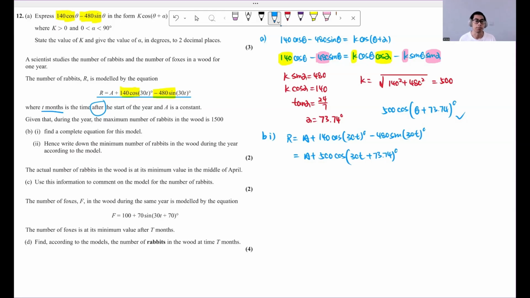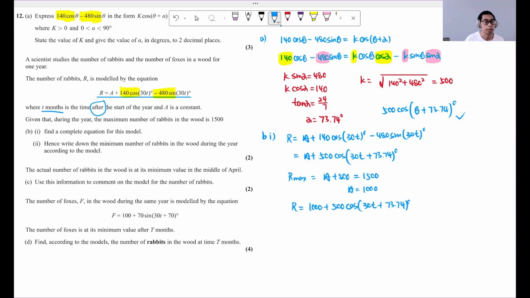The maximum number of rabbits is 1,500. So we know our maximum has to be A plus 500, because for cos the maximum is 1, and 500 cos would be 500. So A plus 500 equals 1,500, and A has to be 1,000. So the equation is R equals 1,000 plus 500 cos(30t plus 73.74 degrees).